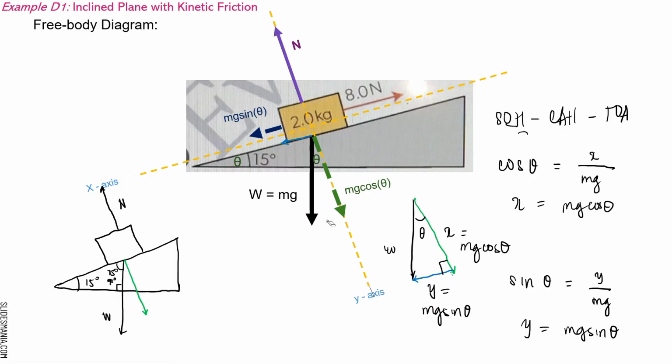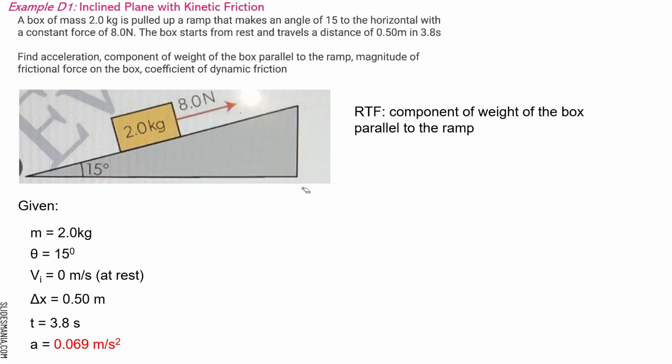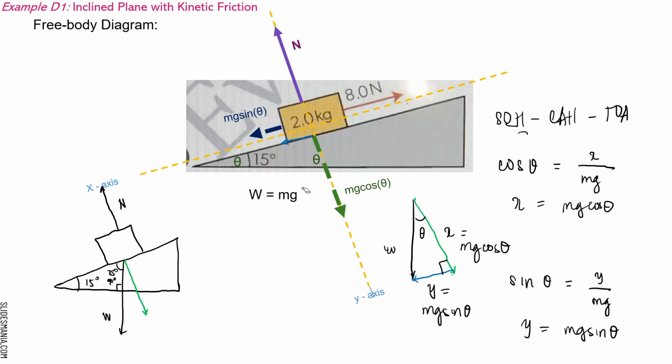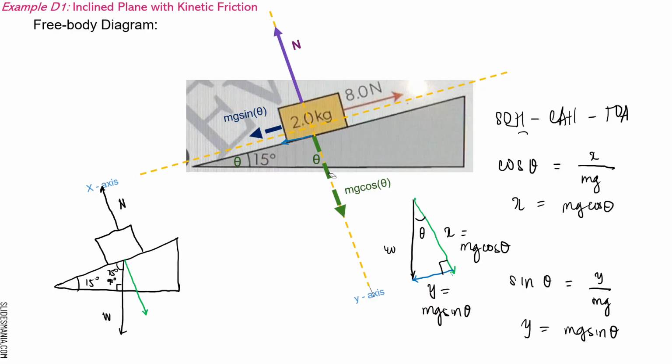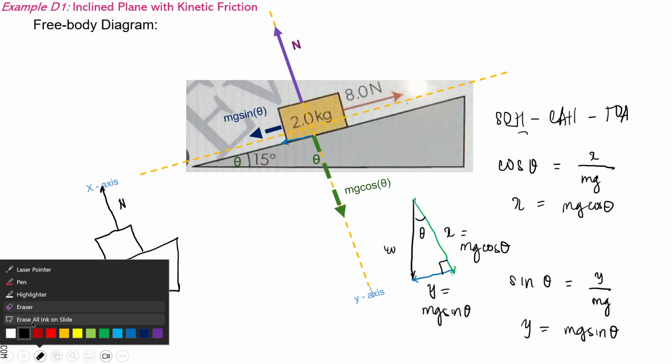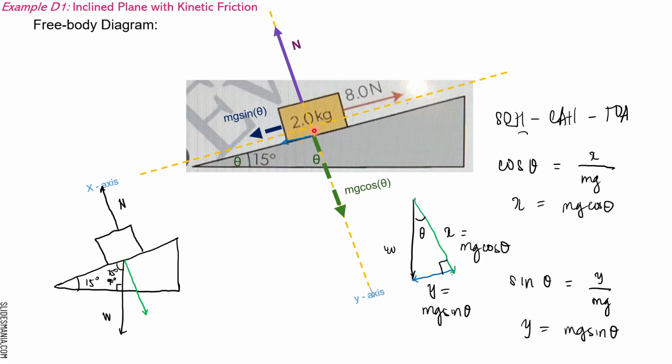Let me just erase some of that. So going back, the weight, we decomposed it into its components, the blue arrow and the green arrow. Now, referring back to the question, we want to find the component of the weight of the box that is parallel to the ramp. Again, what is that weight? Looking at this free body diagram, the ramp is the hypotenuse of this triangle right here. So parallel to it is simply mg sine theta.